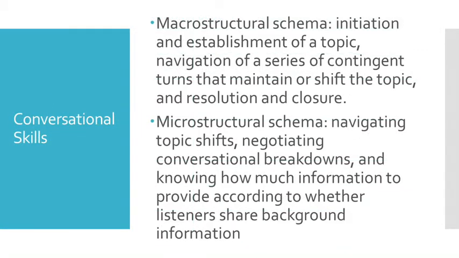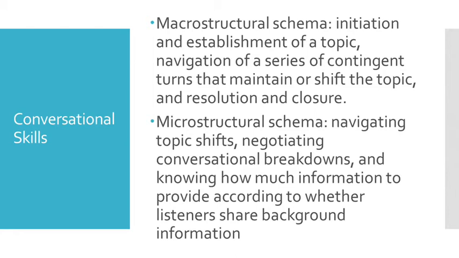The second building block of pragmatic development is conversational skills. For children to be able to participate in conversations, they need to understand the structures of conversations at the macro level and micro level. Looking at the macrostructural level of conversation, conversations usually consist of initiation and establishment of a topic, navigation of a series of contingent turns that maintain or shift the topic, and resolution and closure.